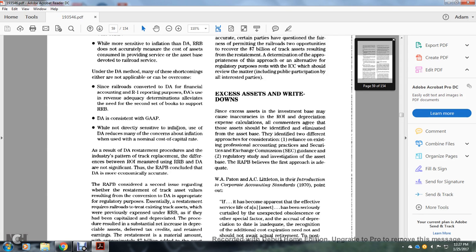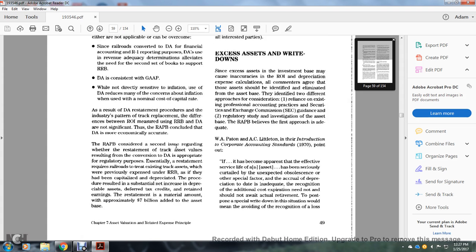While not insensitive to inflation, depreciation accounting reduces many of these concerns with inflation when used for the nominal cost of capital rate. As a result, with the depreciation accounting restatement procedure for the industry pattern of track replacement, the difference between the return on investment measures using the railroad retirement betterment board method and depreciation accounting is not significant. The Railroad Accounting Principles Board concluded that depreciation accounting is more economically accurate.